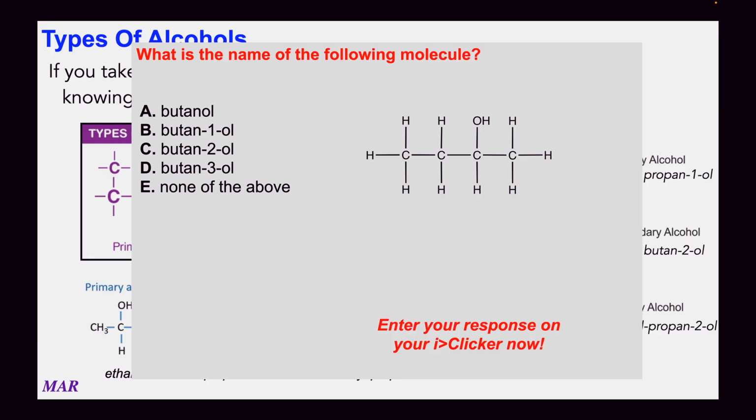But that OH doesn't have to be off that carbon. So for example, you could move it to the right one spot. That would be a whole different alcohol. All right, so we're going to need a number associated with it.